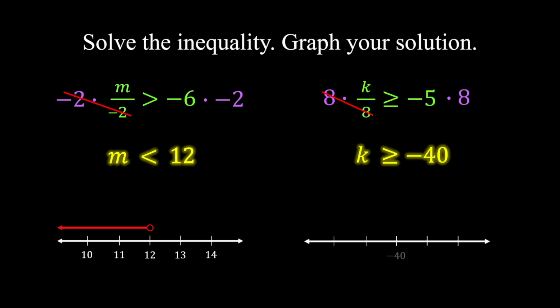To graph it, we place negative 40 in the middle of the number line, labeling numbers around it. Since k can be equal to negative 40, we use a closed circle at negative 40 and draw an arrow to the right, indicating that any number greater than or equal to negative 40 is a solution.